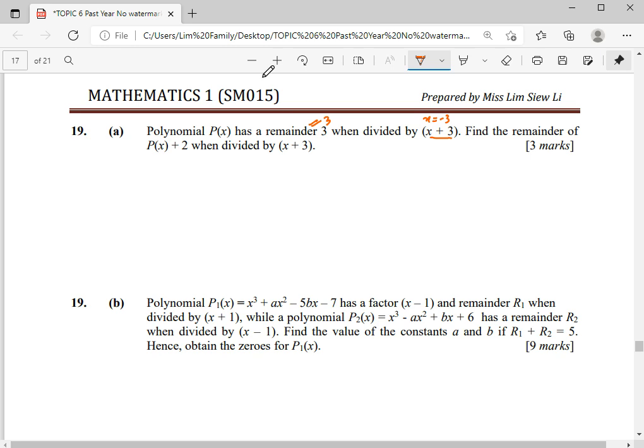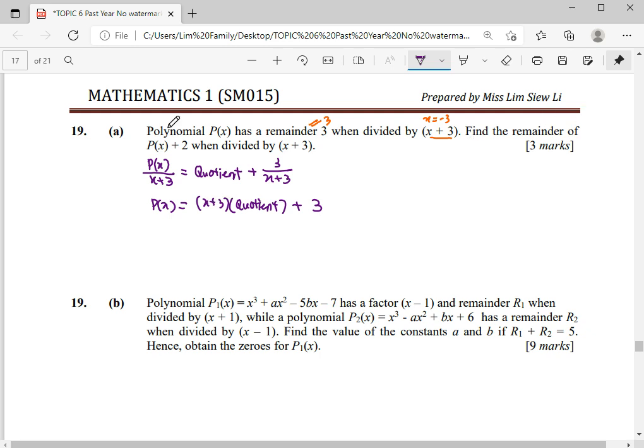Okay, so from here we write out our form of division first. Our form of division will be our original polynomial divided by the divisor x plus 3. They give us the divisor x plus 3, and then it equals the quotient, which we don't know, and then the remainder is 3, so it will be 3 over x plus 3. When I write it as an equation, P(x) equals x plus 3 times the quotient, and then plus 3. This is how we use our concept from chapter 6.1.